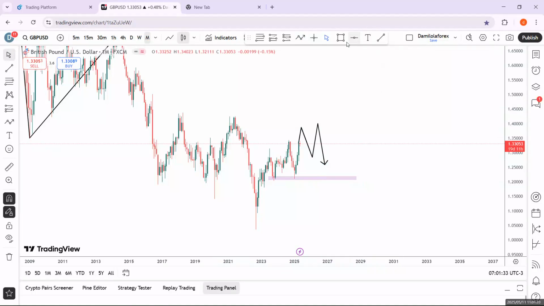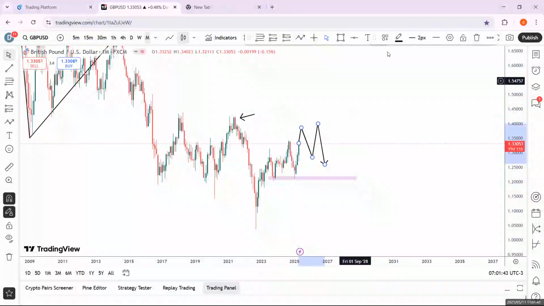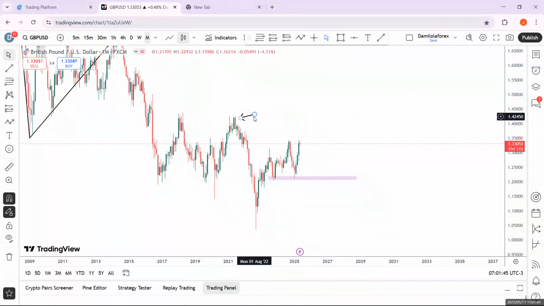So far, it maintains a lower high in comparison to the previous high right here. Okay, so far it maintains a lower high that's lower than this previous high, then yes, we are sure that the bears are still in charge of prices.